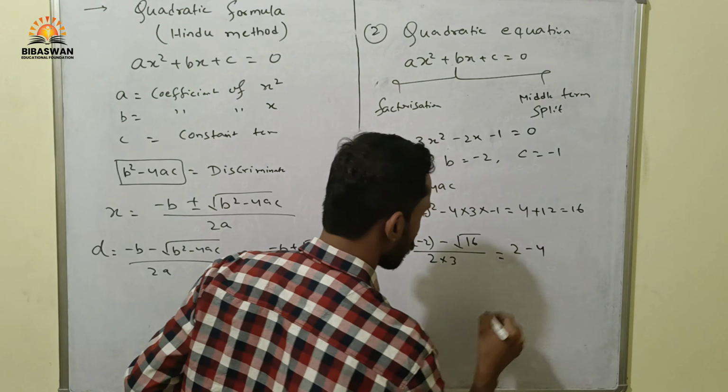This is known as quadratic formula. Sometimes it is known as Hindu method also. Understood? Sridharacharya formula. This is the third method by which we can solve the quadratic equation. So quadratic equation has 3 methods. Understood? After writing this, we will explain the importance of b square minus 4ac in this chapter.